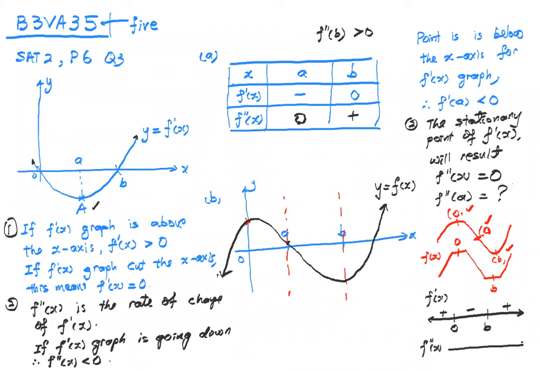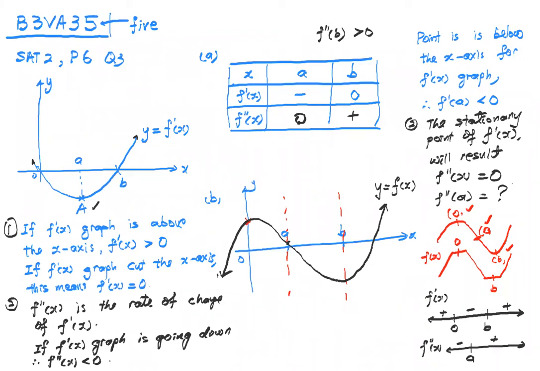So which point must I mark on the sign diagram? Can you tell me? A. A, because A is a stationary point for f prime x, correct? So before A, the graph of f prime x is going down. So negative, positive. So you see, it tallies.